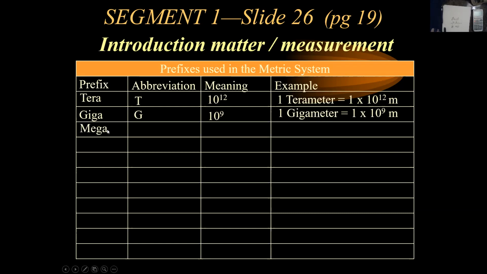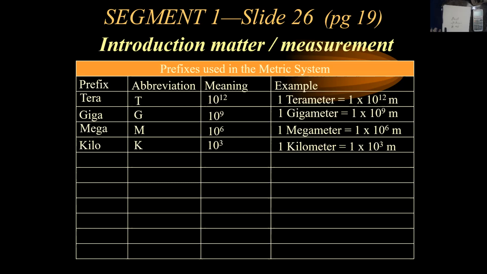Mega is a little closer to home. It's a million. And you could have 1,000,000 meters, 1 times 10 to the 6 meters. Kilo is K, it's 10 to the 3rd, and it's kilometers. And kilograms, 10 to the 3rd grams, was the standard unit of mass that we talked about a while ago. Now the rest of these are smaller than 1.